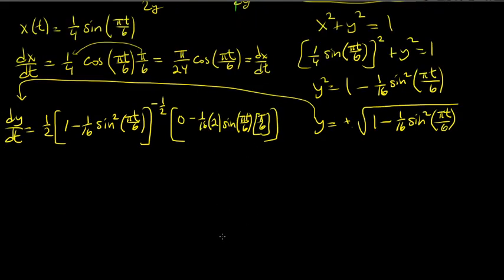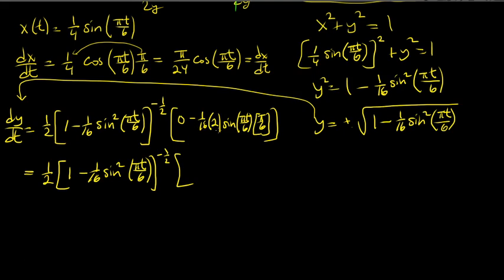Okay, so that's a mess. Let's see if we can clean this up. So I'll leave the 1/2 in front. We still get all of this, 1 minus 1 over 16 sine squared pi t over 6 to the negative 1/2. And then negative 1 over 16 times 2 is negative 1 over 8. And then times pi over 6, I think, is negative pi over 8 times 6, which is 48.